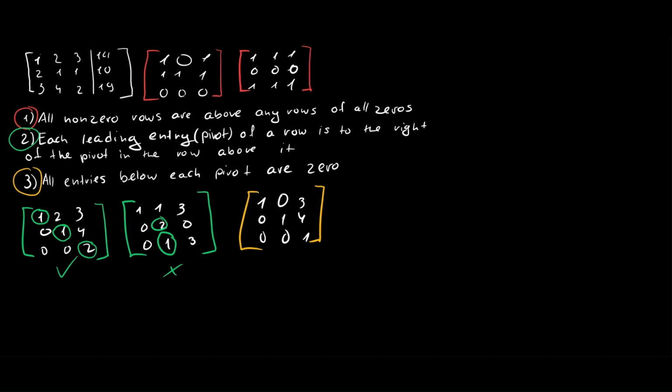And let's just look at a counterexample when this would not be true. For instance, if we have something like this, the pivot number doesn't have only 0 numbers below. In this case, it has 1.